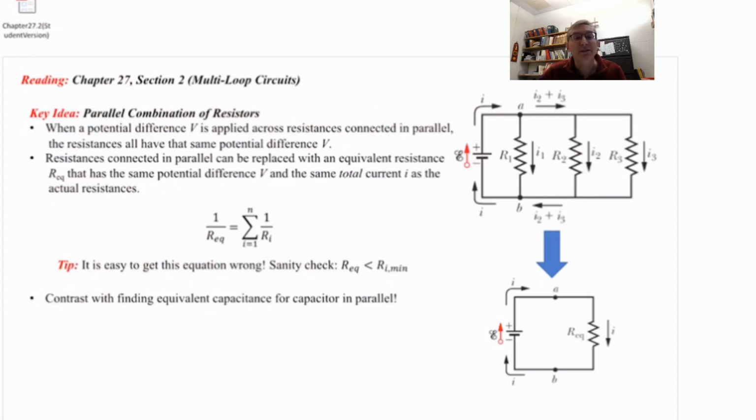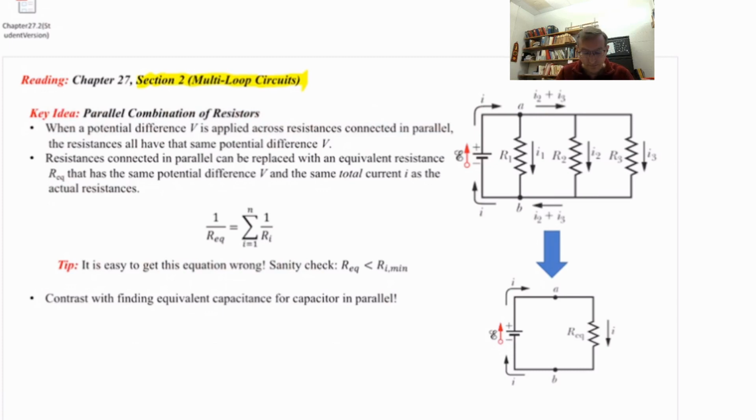Hello again. This is video lecture 27.2, and we're going to talk about section 2 in chapter 27, where we're going to start looking at circuits that consist of more than one loop. And a loop is any conducting path that current can take from a point around and back to that point again. And any unique way that the current can start somewhere, travel around, and get back to where it started, that's a loop.